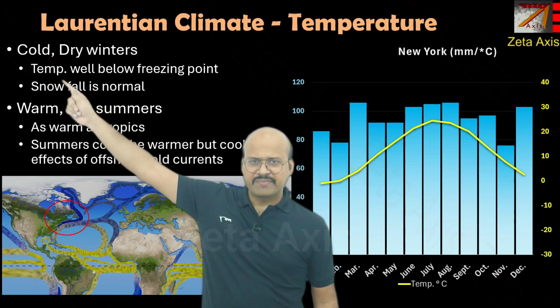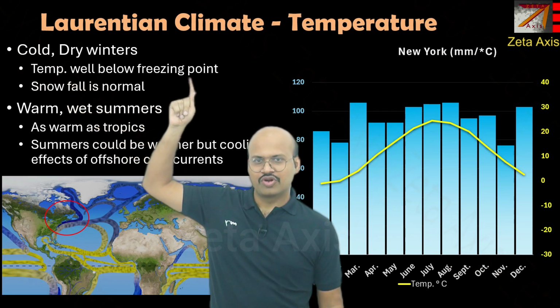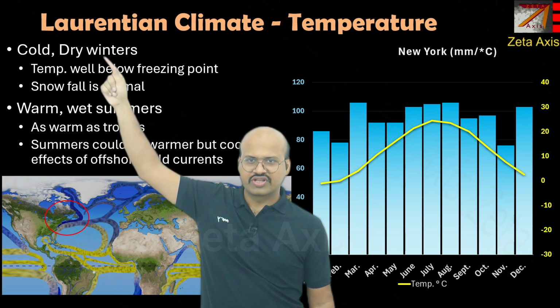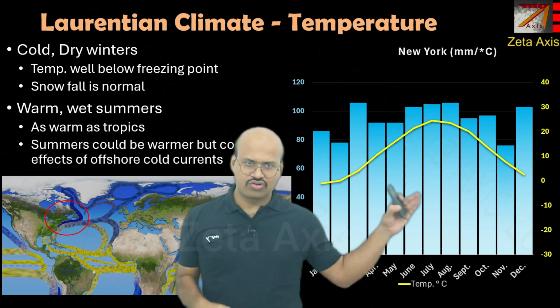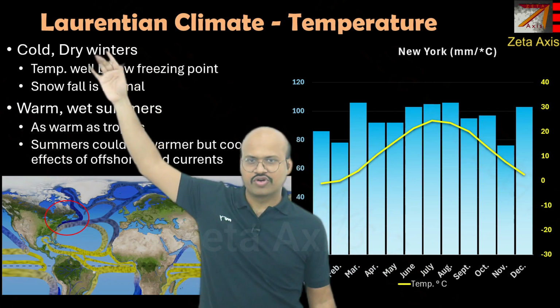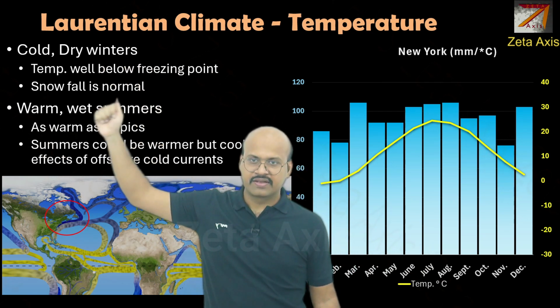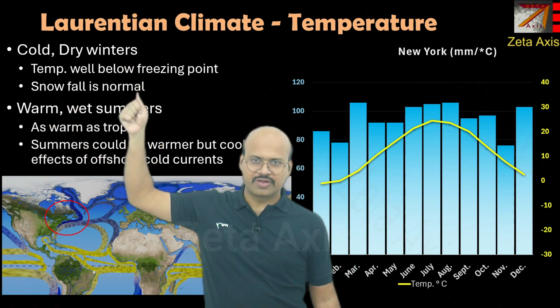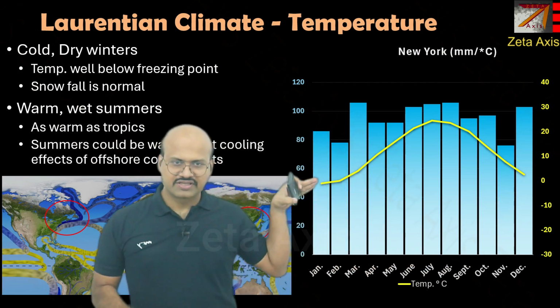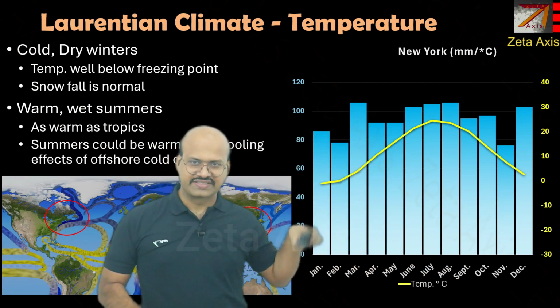Here, the temperature can easily go below freezing point in the winters, and the winters are cold and dry. The rainfall is generally less. Here in New York, we can see that the rainfall is there, but in general, the rainfall would be on the lower side. Snowfall is also very normal because the temperature is below freezing point. We can see that in New York even the temperature does fall below 0 degrees Celsius.